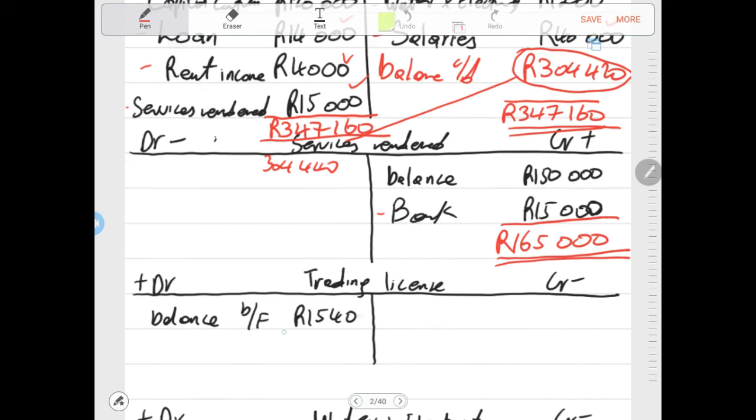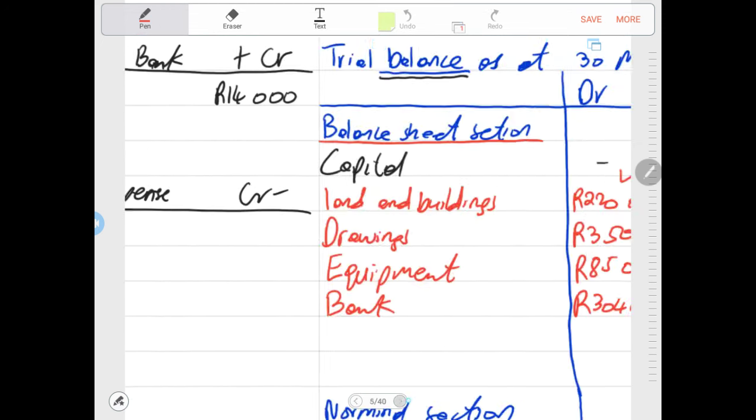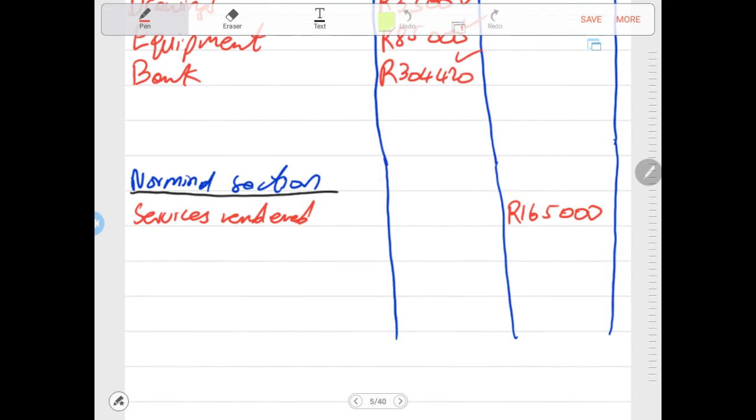Then telephone, we only have one amount. You don't have to do anything in here. 1,540. The amount is on which side? The amount is on the debit side. Trading license is having a total of the bigger side on the debit side. So now 1,540 of the trading license will be recorded on the debit side of the trial balance. Then we have trading license.